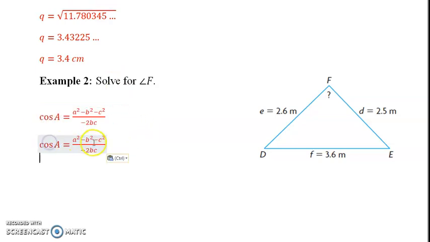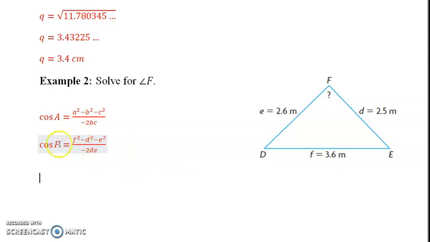So we're going to rewrite the formula and fill in what we have. If we're finding angle F, with the question mark, we'll call that F. Everywhere we see F or an A, we put an F. B and C don't matter, so they can be D and E. Or E and D, it doesn't make a difference.